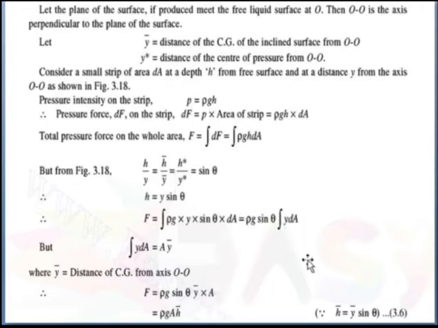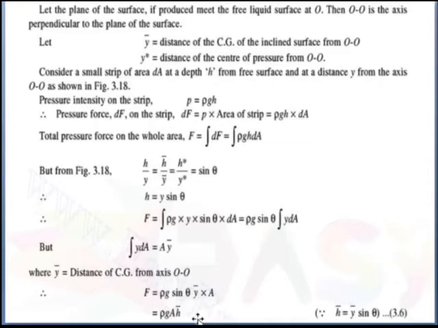Again this y bar is also equal to what? We know that h bar upon y bar is equal to sin theta. So h bar is also equal to y bar sin theta. So this term y bar sin theta is equal to h bar. The total force on the whole area is equal to rho g A into h bar. Now we have calculated the total force.